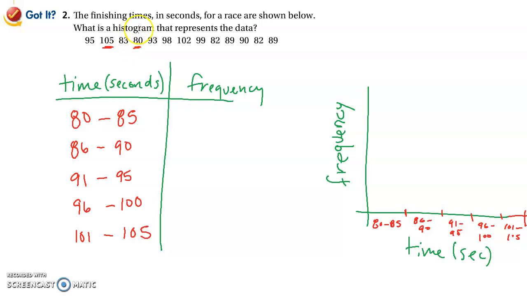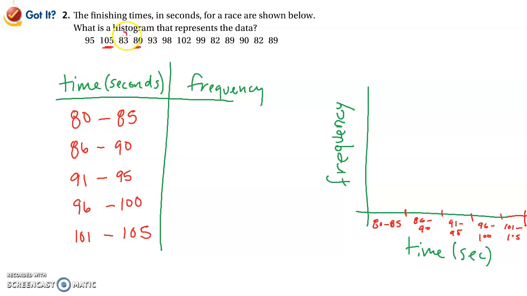Here we have question number 2, where they give you the finishing times for a race that's recorded in seconds. And I already set up our frequency table. I looked at my smallest number, which is about 80 seconds, and my largest number was about 105. So I went ahead and set up my increments in groups of 5. And I'm just going to go ahead and count how many times each one is used. If you wanted to, you could use a tally mark and say, well, 95 will go in this tally and so on. I'm just going to go ahead and count my groups of 80 to 85.